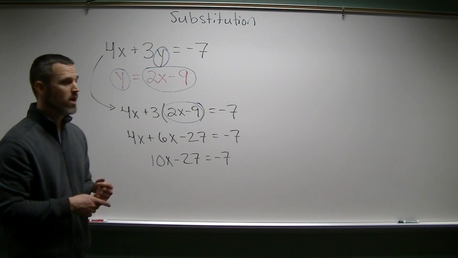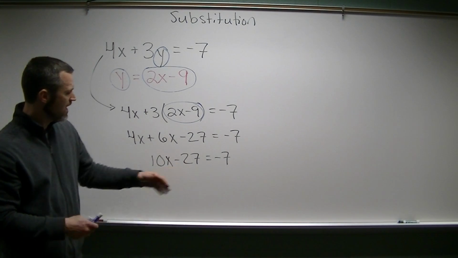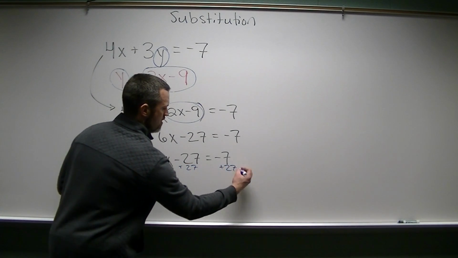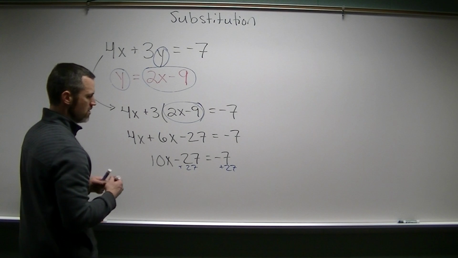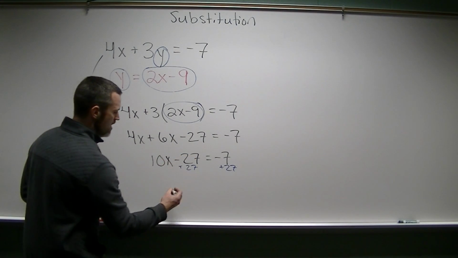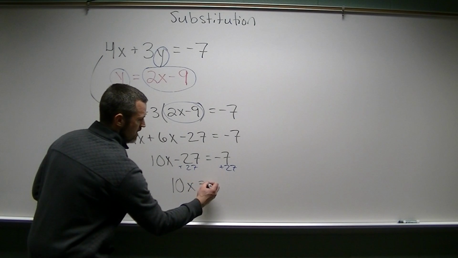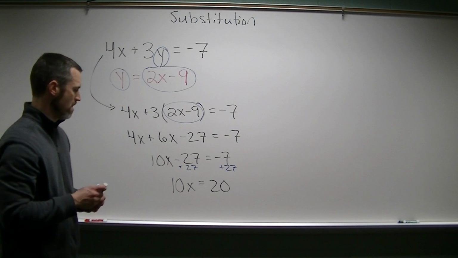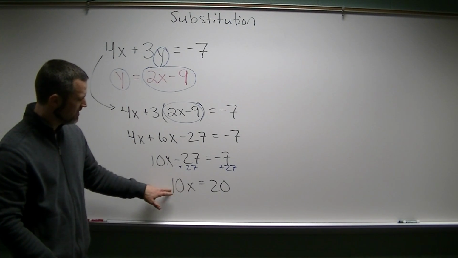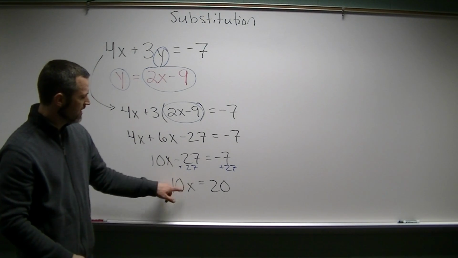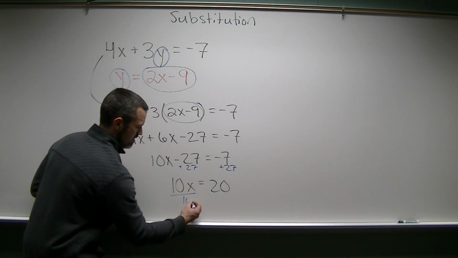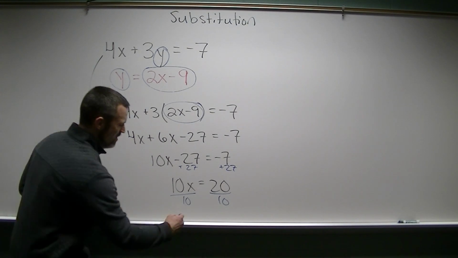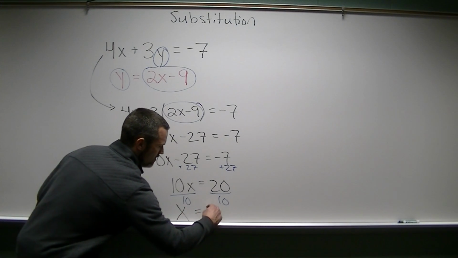Thinking back to when I solve an equation, I'm really trying to isolate the variable here. So I'm going to add my 27 to both sides. I'm getting rid of that negative 27, so I wanted to add it. So I get 10x equals negative 7 plus 27, so 20. And then the last thing, I need to get rid of this multiplication by 10, because I'm really trying to find x. So I need to divide by 10 on both sides. And I get, nice and at the bottom, x equals 2.